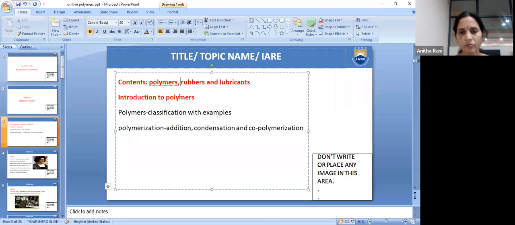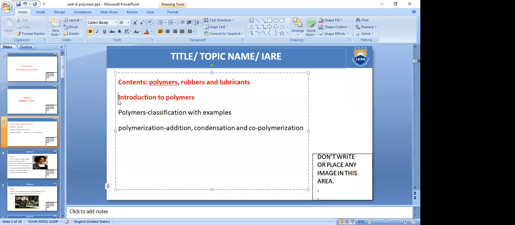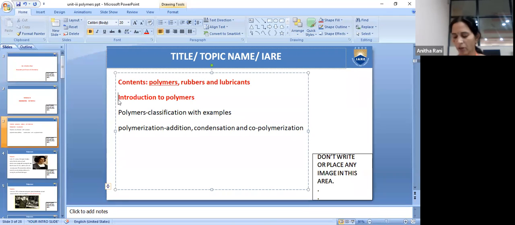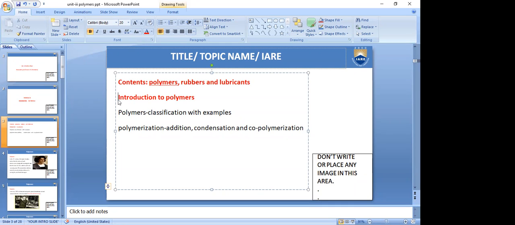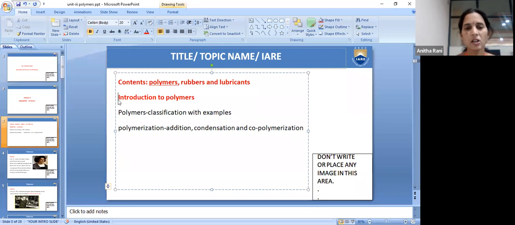Okay. So we'll discuss first polymers. After completing polymers, we'll discuss rubbers and lubricants. So for mid-1 exam, you are having up to polymers only. Rubbers and lubricants, that is elastomers and lubricants, we'll discuss after mid. Now I will give an introduction about polymers. After the introduction, we will discuss the topics.